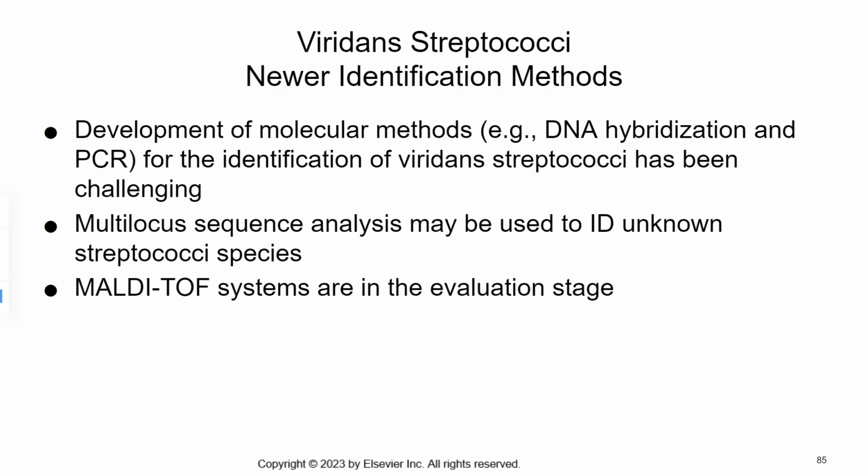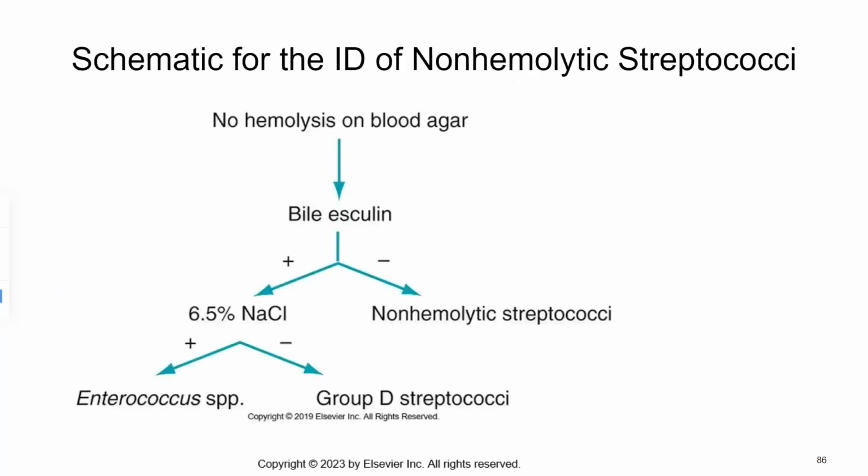With the development of molecular methods, MALDI and multi-locus sequence analysis may be used for identification. And this is another good schematic that you can use when creating your own flowcharts for differentiating the species.